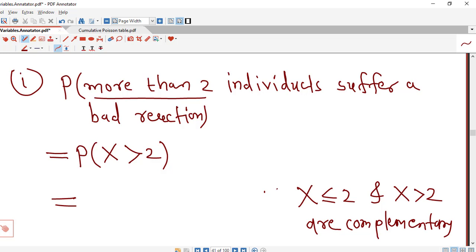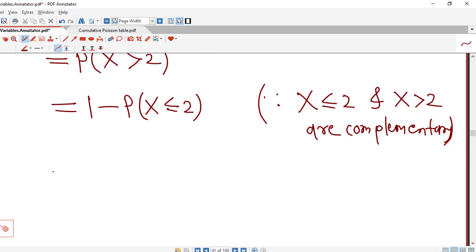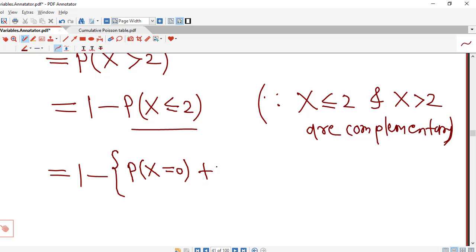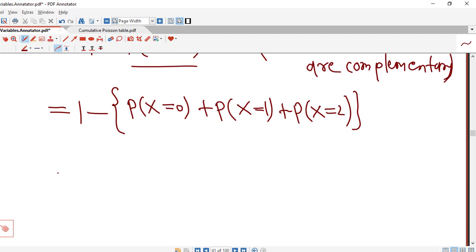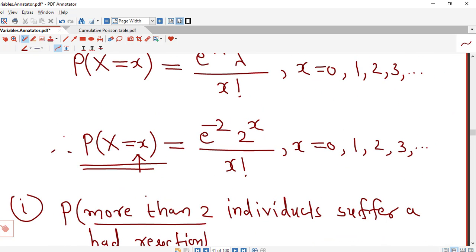So we can write the probability that capital X is greater than 2 as 1 minus the probability that capital X is less than or equal to 2. Now this is nothing but the sum of probabilities from x equal to 0, x equal to 1, to x equal to 2. So now we can find these probabilities using the formula of the probability mass function. So here we will put x equal to 0, 1 and 2.